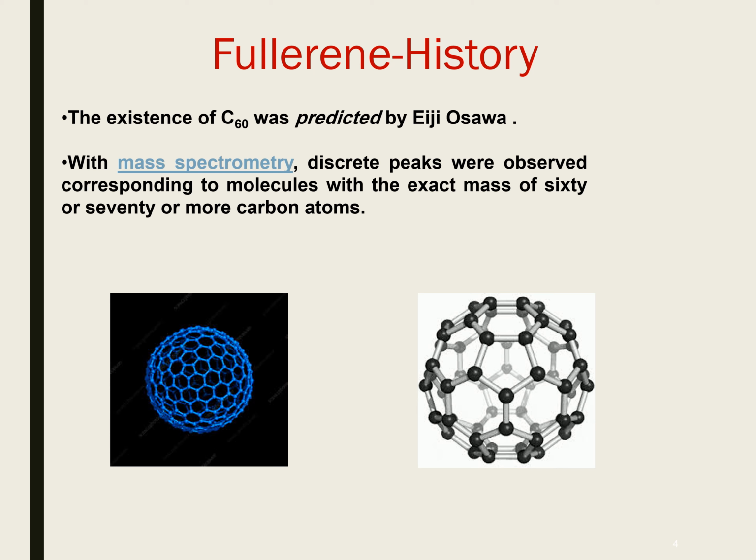Fullerene history. The existence of C60 was predicted by E. Osawa of Toyohashi University of Technology in Japan in 1970. With mass spectrometry, discrete peaks were observed corresponding to molecules with the exact mass of 60 or 70 or more carbon atoms. In 1985, Harold Kroto discovered C60 and shortly thereafter came to discover the fullerene. Kroto, Curl, and Smalley were awarded the 1996 Nobel Prize in Chemistry for their roles in the discovery of this class of compounds. Minute quantities of the fullerenes in the form of C60, C70, C76, and C84 molecules are produced in nature, hidden in soot and formed by lightning discharges in the atmosphere.